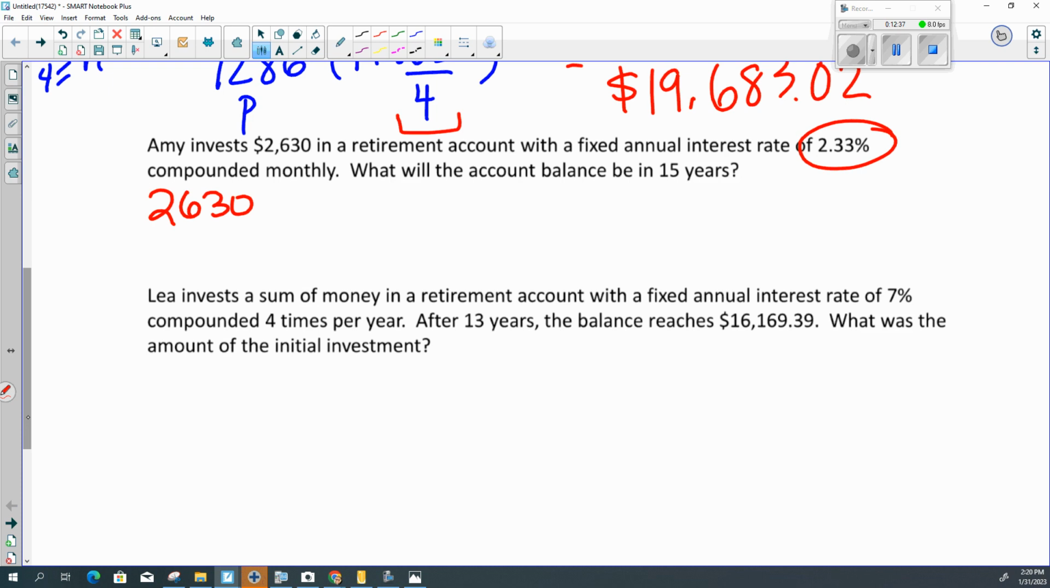All right, Amy invests $2,630 in a retirement account with a fixed annual interest rate of, please turn that into a decimal on your own. If you're going to make a mistake, it's probably going to be on something silly like putting that in as a decimal. It's going to compound monthly. And what is the balance in 15 years? So try to set up that equation before I do. And write it down before you start punching stuff in your calculator.